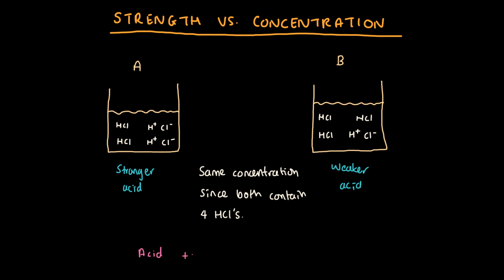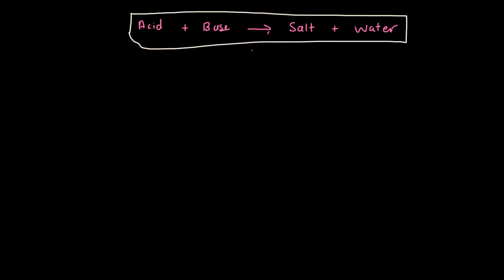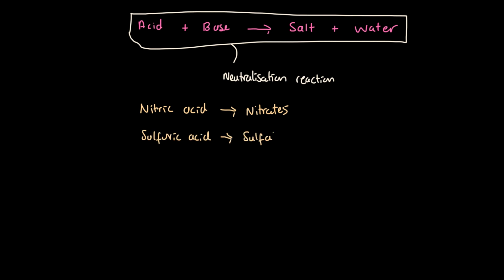Finally, when acids react with bases, you generally get a salt and water. This is a neutralization reaction, since you're producing water. The salt you get depends on the acid you're using. With nitric acid, you get nitrates. With sulfuric acid, you get sulfates. And hydrochloric acid gets you chlorides and so on.